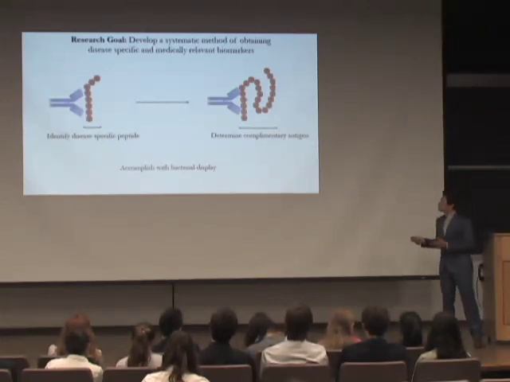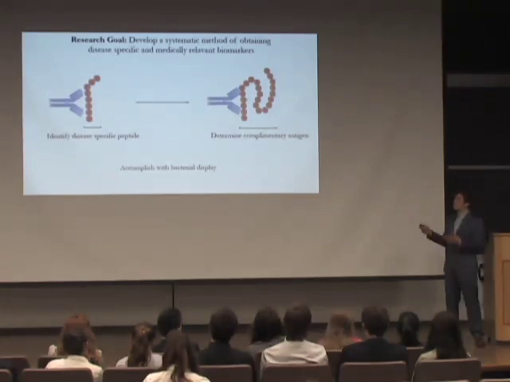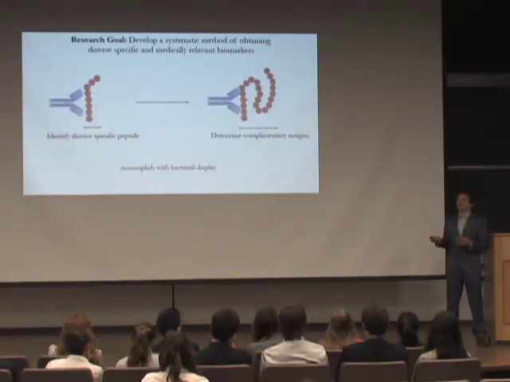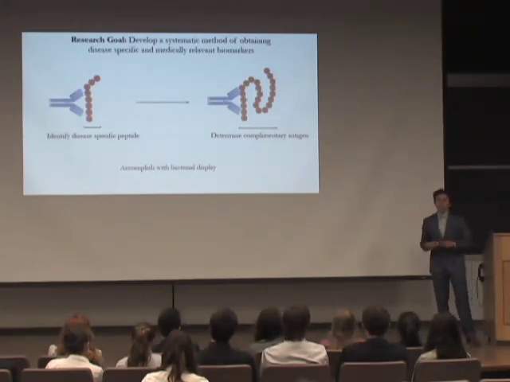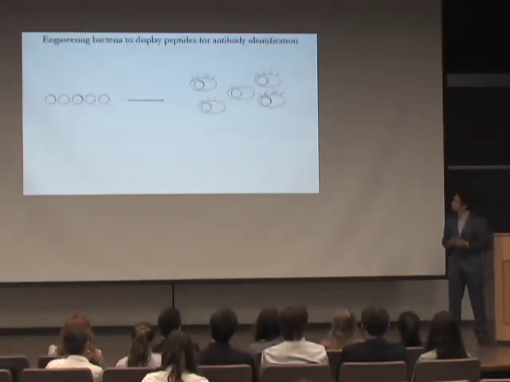So our research goal as a whole, what we want to do is identify a disease-specific peptide and eventually determine what the complementary antigen is, or the entire protein responsible for this peptide. And we're going to accomplish that through a process called bacterial display. And for much of this presentation and much of our research, we focus more on how to identify something that is disease-specific. And the complementary antigen, going from step 1 to step 2, is something that will be worked on later on.